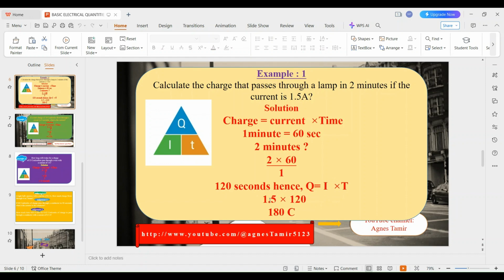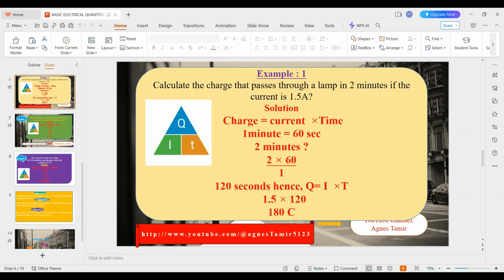Therefore, our current is 1.5 amperes and our time is 120 seconds. So when you take your calculator and key in 1.5 multiplied by 120 seconds, we'll get 180 coulombs. You can write the word coulombs in full or you abbreviate it by writing capital C.